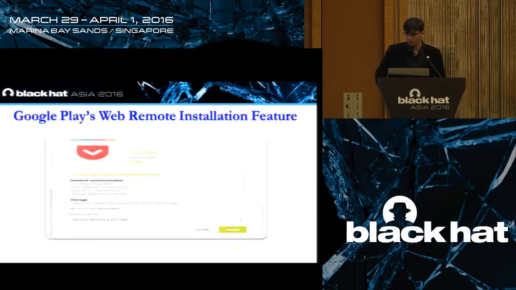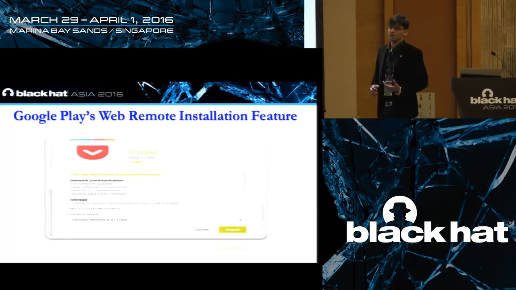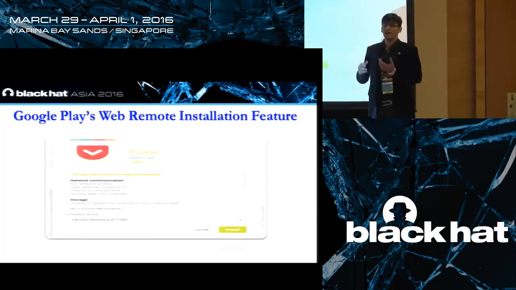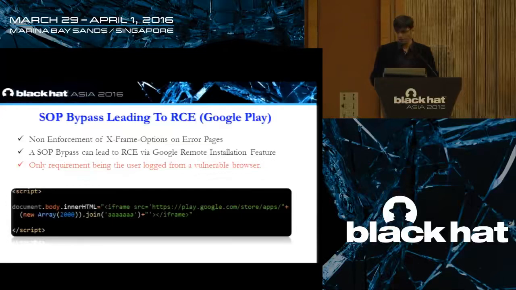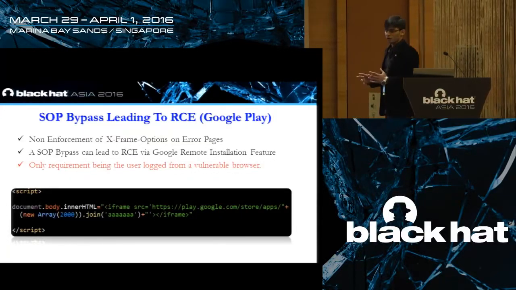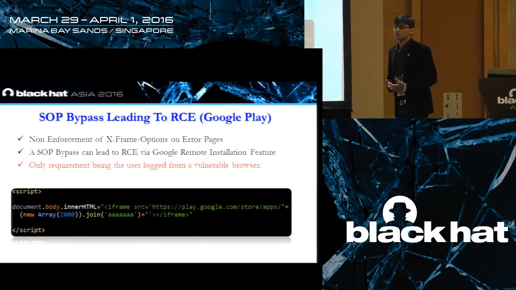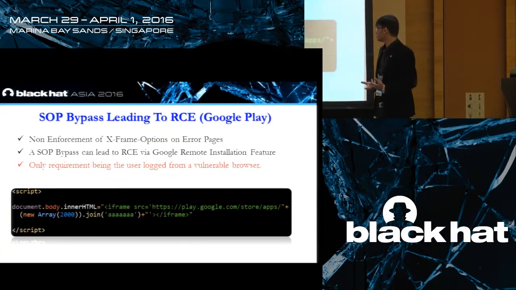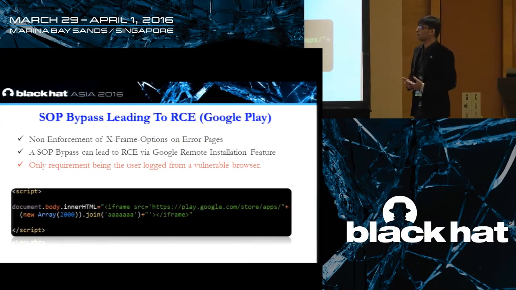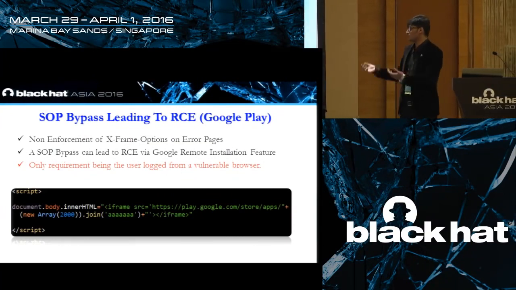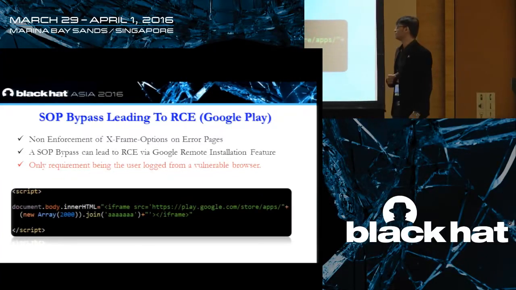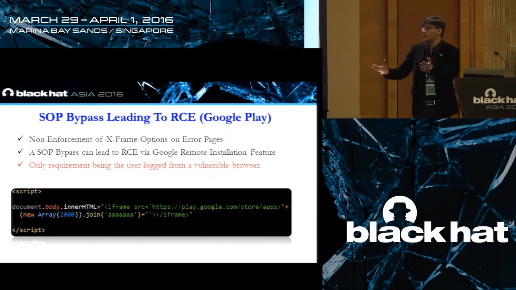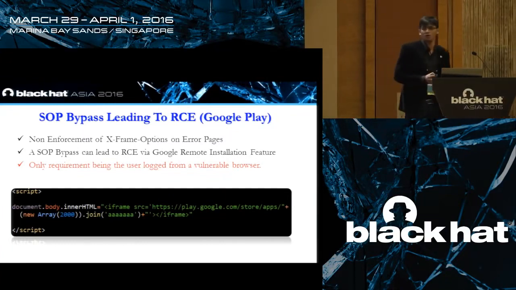SOP bypass to RCE. Google has this remote installation feature whereby you can remotely install and launch any app present on the Play Store by using the intent scheme. The bug was in play.google.com: it did enforce X-Frame-Options on normal pages. However, it failed to enforce X-Frame-Options on error pages. So what we are doing is sending a series of A's, and it would trigger a 413 response error, which then would enable us to frame that website, play.google.com.